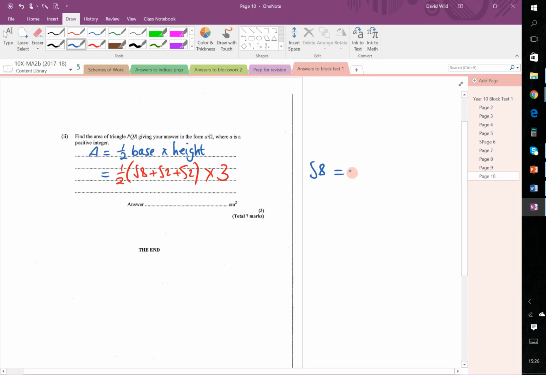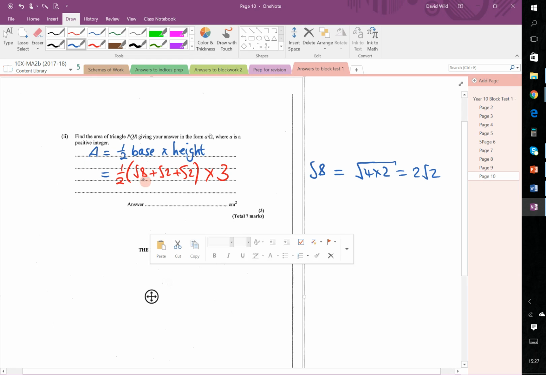Root 8 is actually root 4 times 2, which is 2 root 2. Okay, so we've got 2 root 2. This is 2 root 2, plus another 1 root 2, plus another 1. So that's 4 root 2. So we get a half times 4 root 2 times 3. A half times 4 is 2. So we get 2 root 2 times 3, which is 6 root 2.